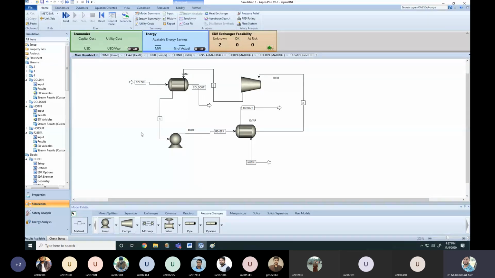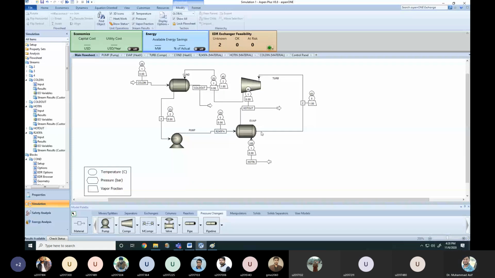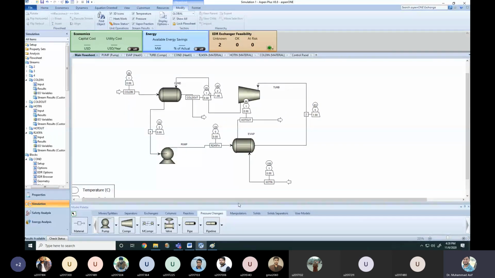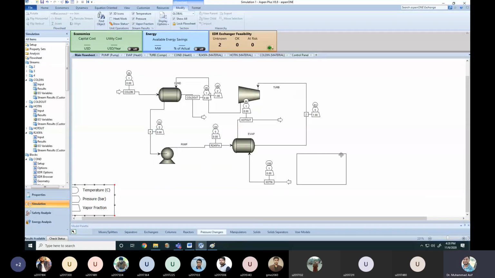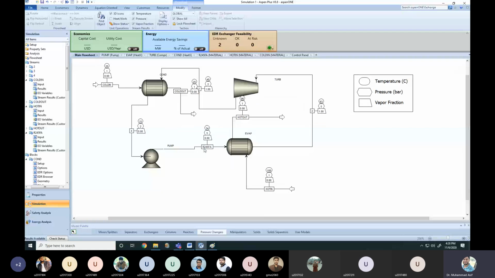If you look at the results, let me show you, there is a button for modify. If you click on the temperature, pressure, and vapor fraction, you can see what is happening everywhere in the model. For example, let me show you. Okay. So that circle will represent the temperature, this will represent the pressure, and the last one is the vapor fraction. For example, here the refrigerant enters at 5 bar pressure and 34 degrees C.